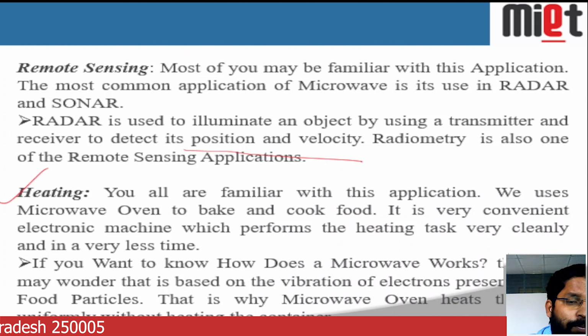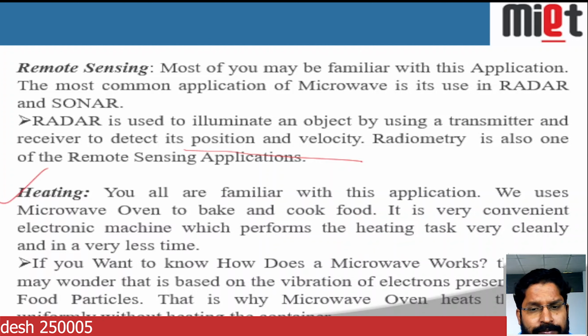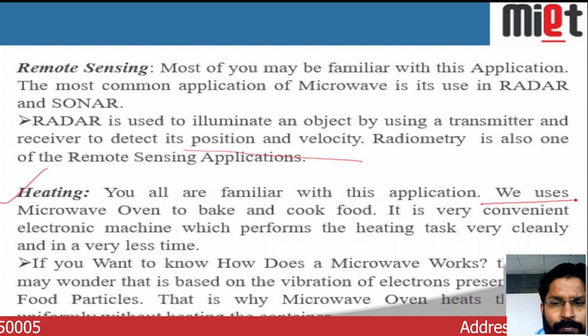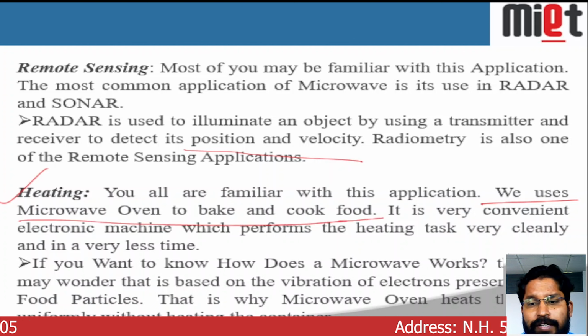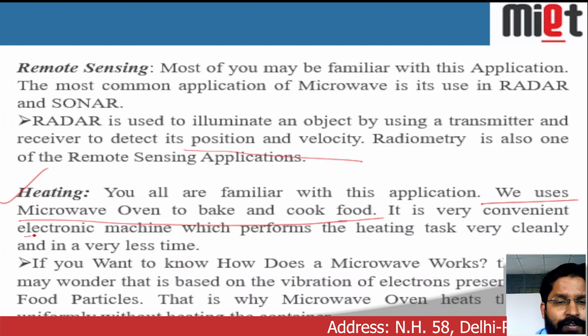Heating. Microwave is also used for heating purposes. With the help of microwave we can cook food, just like a microwave oven. We can use a microwave oven to bake and cook food. It is a very convenient electronic machine which performs the heating task very cleanly.